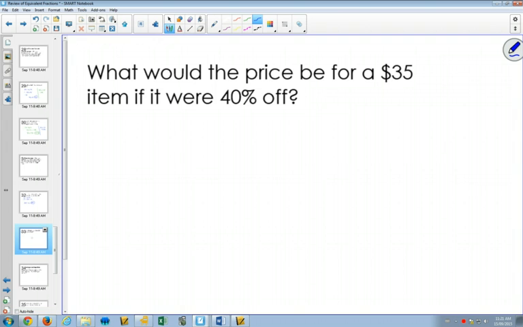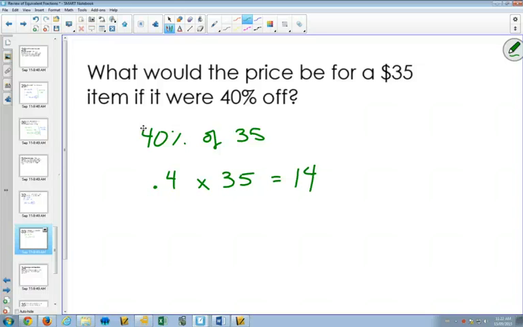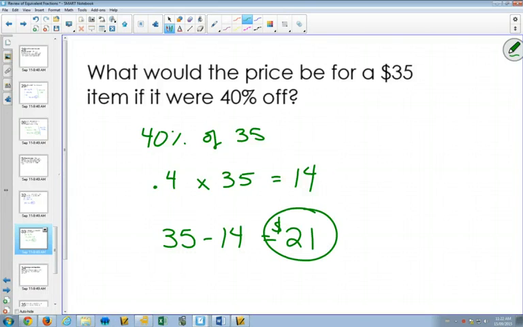Okay, let's see how you guys did. So first, we want to figure out what is 40% of 35. So we change 40% to a decimal. That would be 0.4. Multiply it by 35. And did you use a calculator? Is that what you got? So 14. So now we have to take $14 off of 35 because we're going to decrease it by that, and our final price is $21.